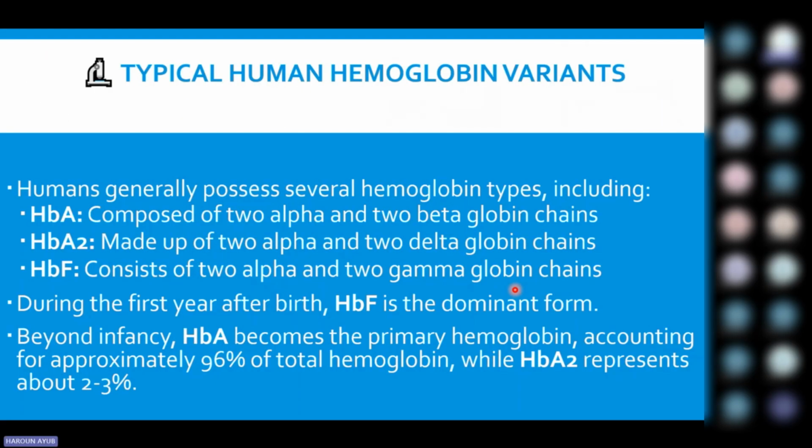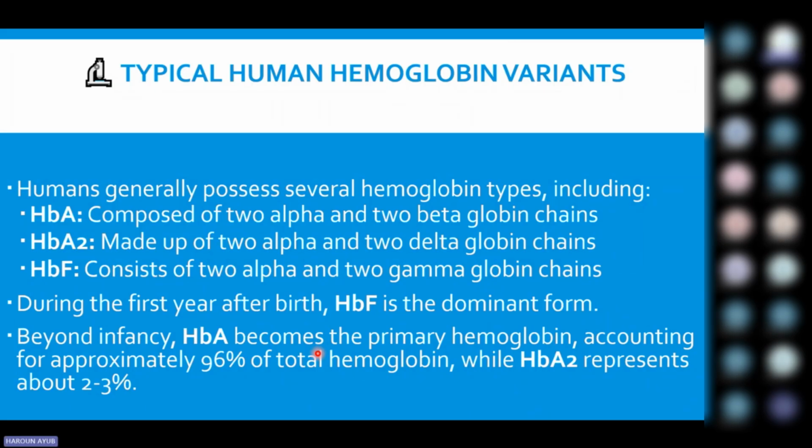So the variants for the human hemoglobin, we have HbA. This is composed of 2 alpha and 2 beta globin chains. Then we usually have HbA2 made up of 2 alpha and 2 delta globin chains. Then we have fetal hemoglobin consisting of 2 alpha and 2 gamma globin chains. During the first year after birth, HbF is the dominant one and usually recedes beyond infancy between 2 to 4 months.